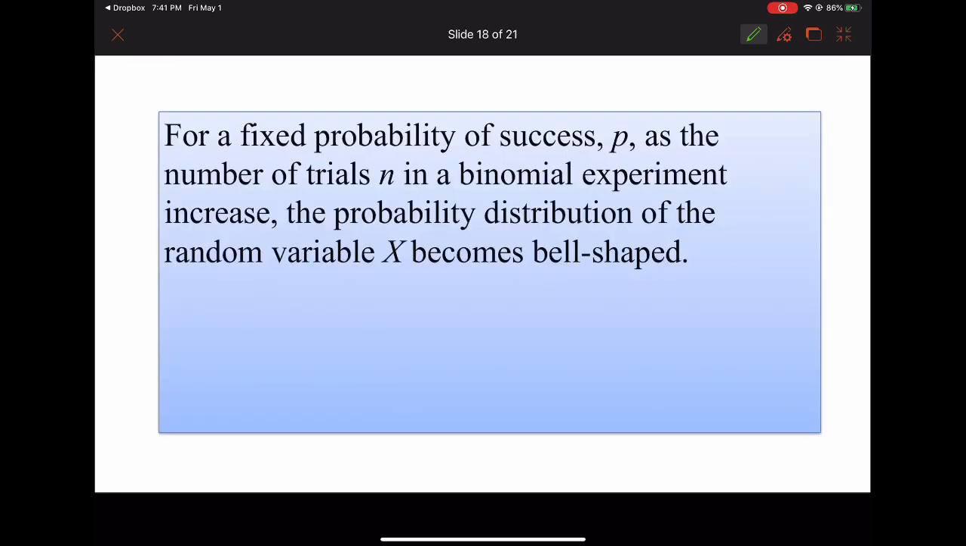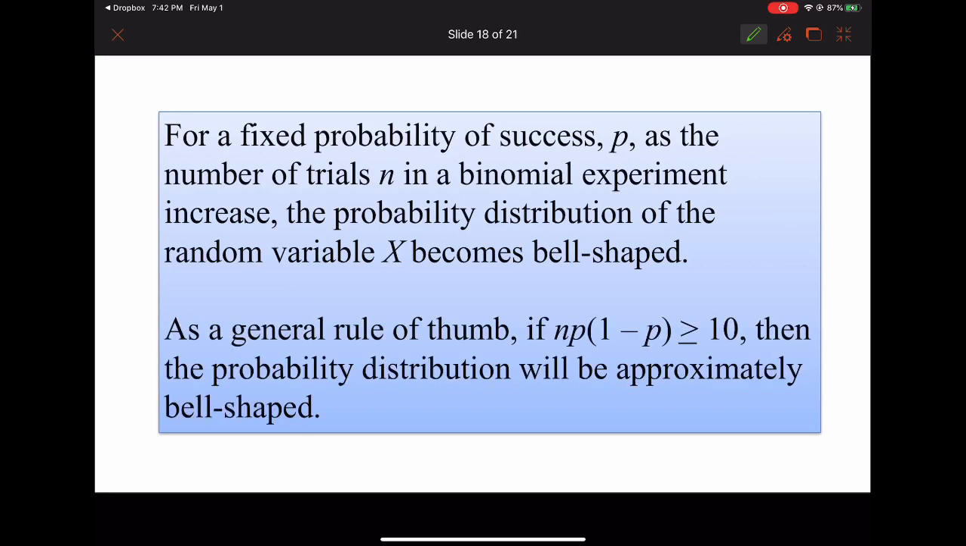Okay, so for a fixed probability of success p, as the number of trials in the binomial experiment increases, the probability distribution of the random variable becomes bell-shaped. So as the number of trials gets bigger and bigger, it becomes bell-shaped because we expect the number of successes to approach the mean. Because of that, it becomes bell-shaped.